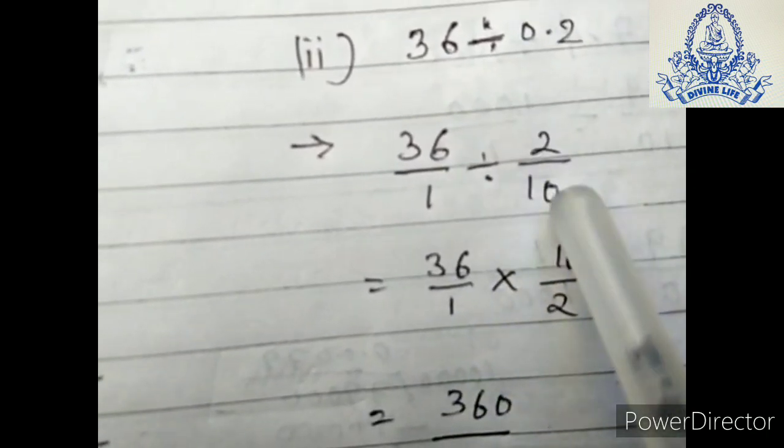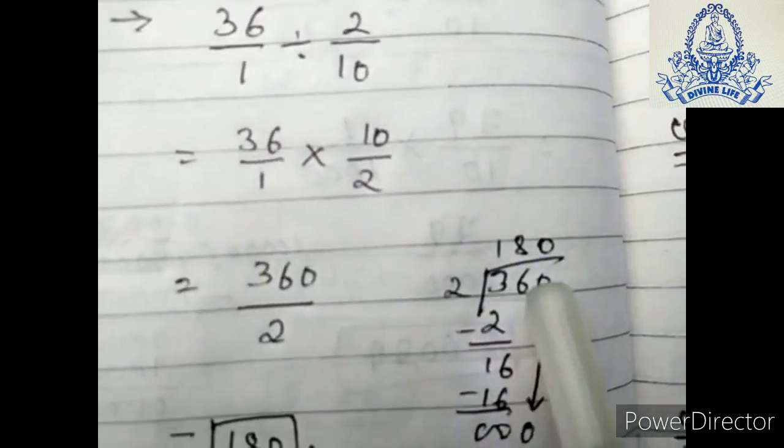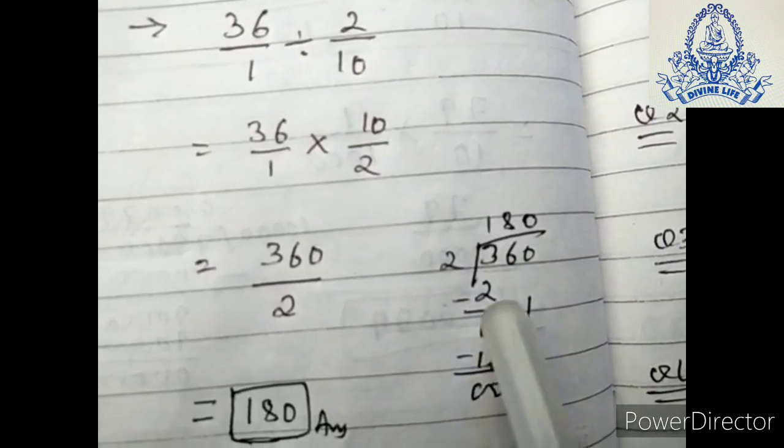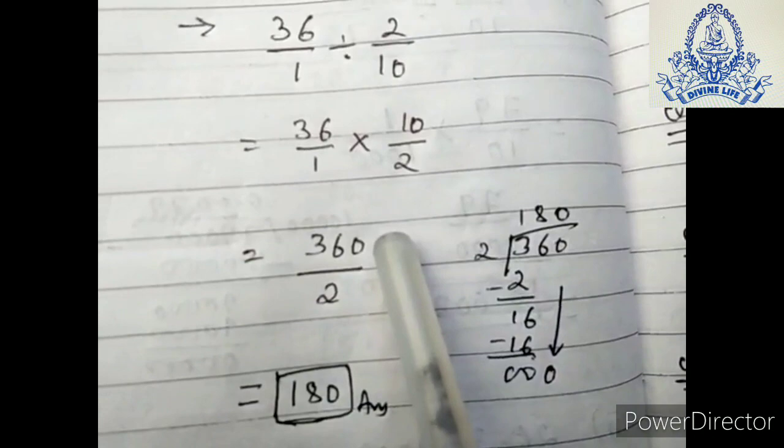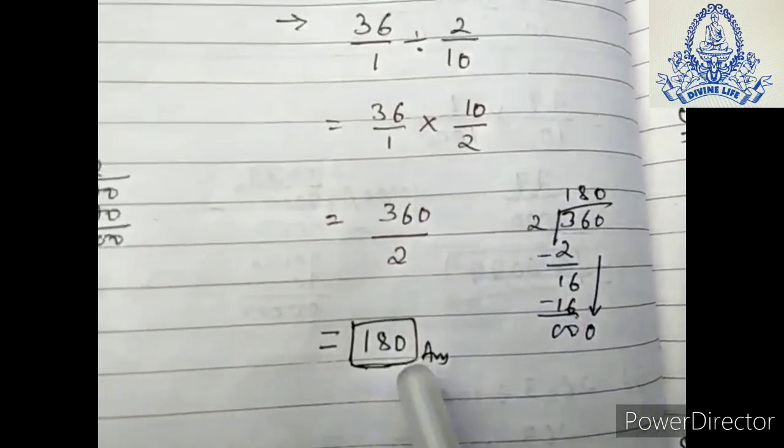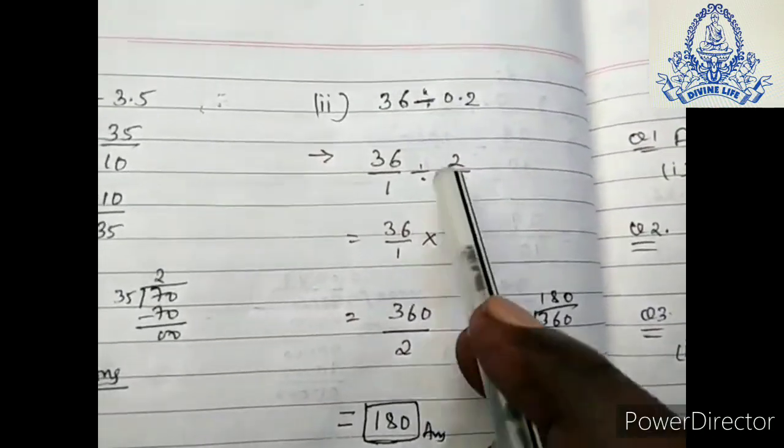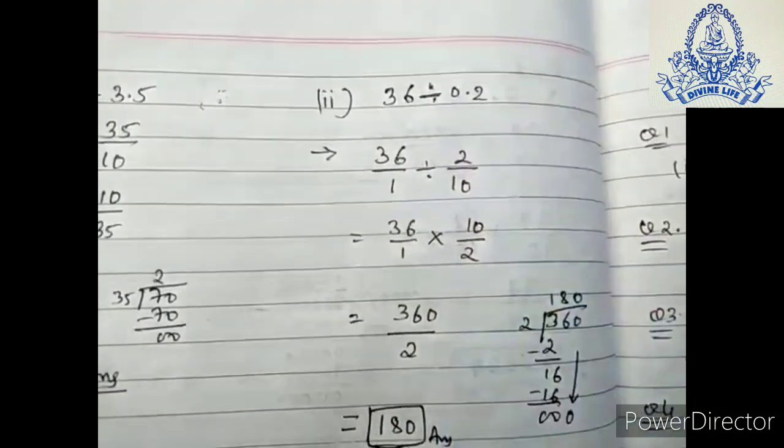36 upon 1 will remain the same, multiply sign we will put, 2 upon 10 will become 10 upon 2. 36 10 ja 360, 2 1 ja 2, so we have to divide 360 by 2. As you can see, 360 by 2, after dividing 2 1 ja 2, one remainder, 6 we have taken down and it becomes 16. So 2 8 ja 16, and 0 is the final remainder. We will take a 0 here also. So the final answer after dividing 360 by 2, we get 180. So 180 is the answer of 36 divided by 0.2.